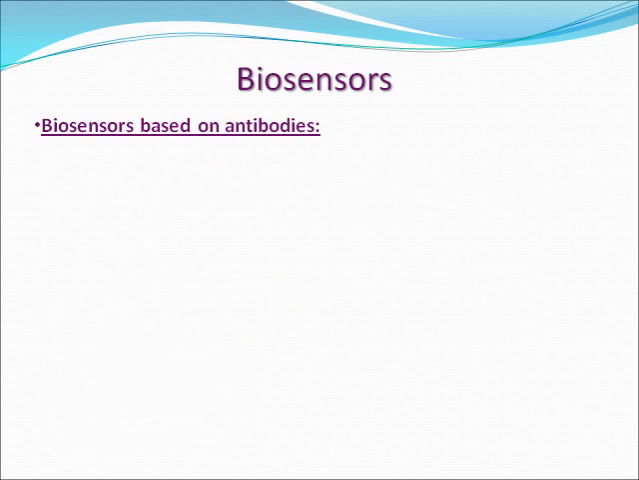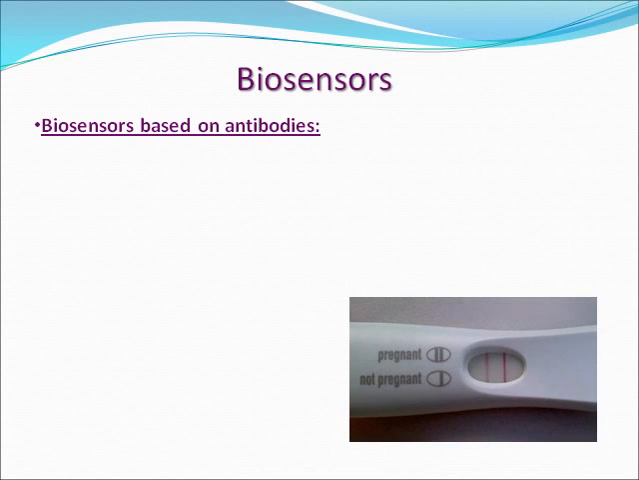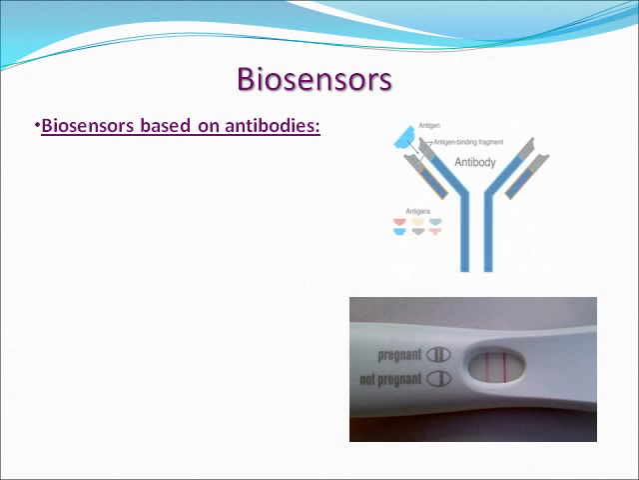Some biosensors are based on antibodies. I will give the example of the pregnancy test kit, which is based on antibodies. You have the scheme of an antibody on top, where are represented the heavy chains, light chains, and the antigen binding fragment. The antigen here is human chorionic gonadotropin, HCG.